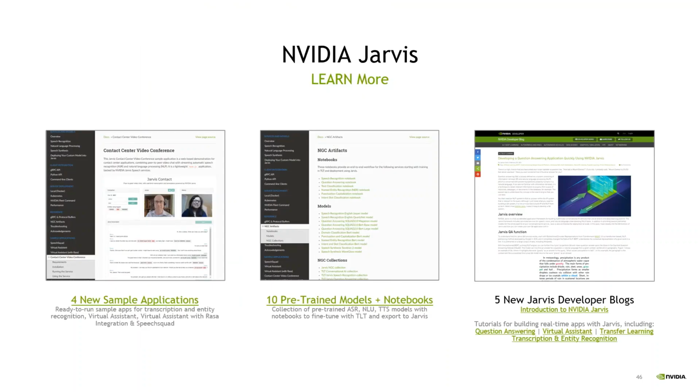To learn more about Jarvis, you can find 5 blogs introducing Jarvis features and tutorials for building real-time applications. You can also find several pre-trained models available in NGC, ready for deployment within Jarvis. Jarvis is open beta, so feel free to apply if you are interested. There are several sample applications ready to run for virtual assistant, chatbot, and contact application, including ASR and named entity recognition. In the next, you will see an example with the contact application.